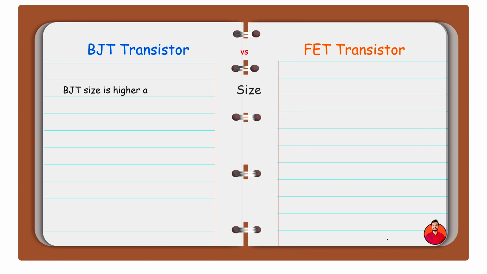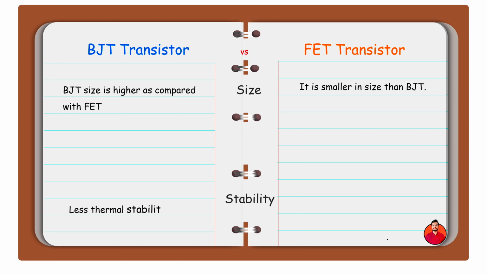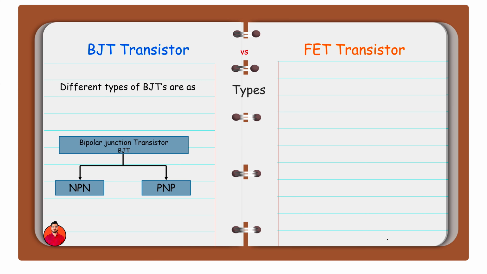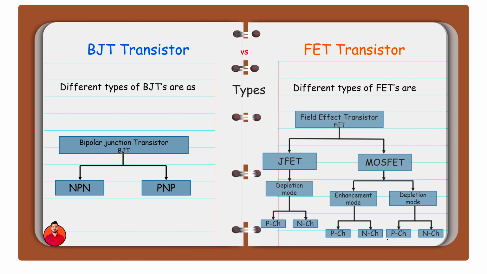BJT size is higher as compared with FET. FET is smaller in size than BJTs. BJTs have less thermal stability. FETs have better thermal stability. Different types of BJTs are as: different types of FETs are as.